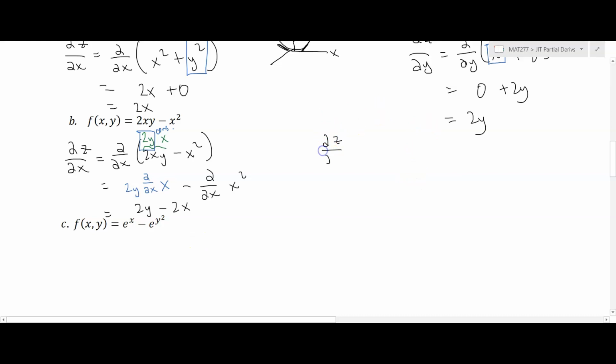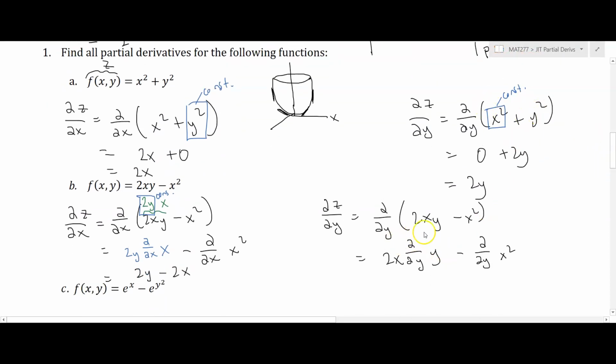And dz dy, similar process. We're going to take the derivative with respect to y of 2xy minus x squared. So I'll distribute the derivative operator. 2x is a constant, since we're holding x constant, and 2 times a constant is a constant. So the derivative with respect to y of y minus the derivative with respect to y of x squared. We could have distributed this derivative operator for our earlier example, but we just did it in our heads. Now the reason I'm distributing this is because when some terms have mixtures of x and y, it's sometimes a little bit easier to do it this way for your first try.